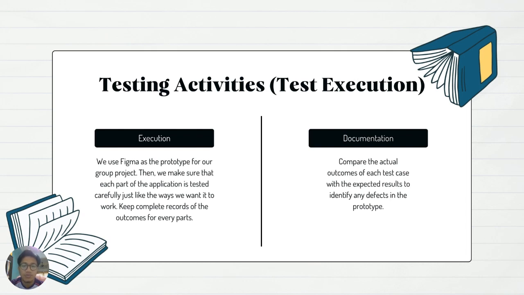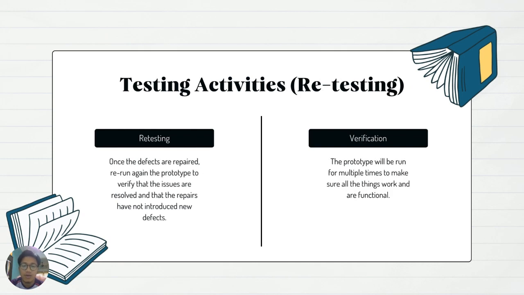So, for the documentation, compare the actual outcome of each test case with the expected results to identify any defects in the prototype. Lastly, for the retesting, once the defects are repaired, rerun the prototype to verify that the issues are resolved and that the repairs have not introduced new defects. Lastly, verification. The prototype will be run multiple times to make sure all the things work and are functional.